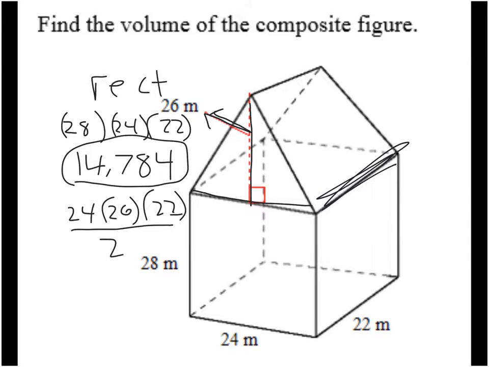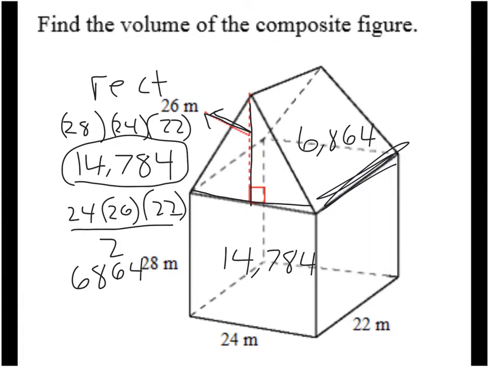24 times 26 times 22 divided by 2, I find out is 6,864. So if this part is 14,784, and this part is 6,864, and we've got to find the total volume, what are we going to do? That's right, we're going to add them together. So we had 6,864 plus 14,784, and you find out that you have a total of 21,648, and they're going to be in meters cubed.